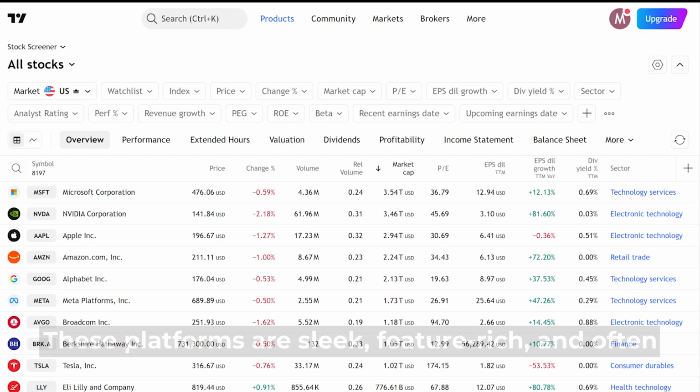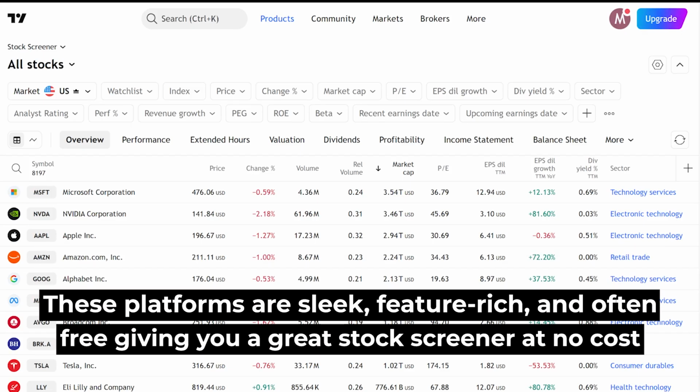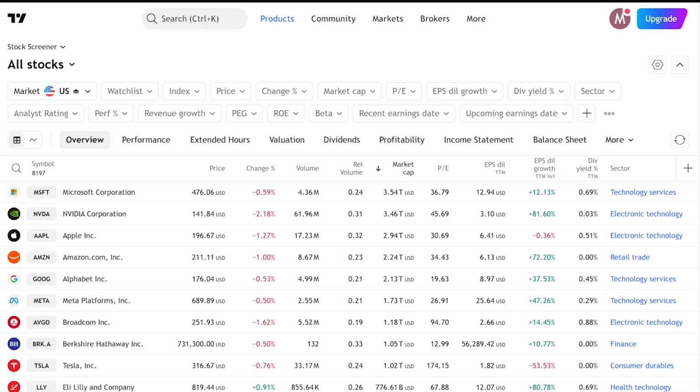One thing I really like about these platforms is that in addition to being extremely well designed, a lot of them offer a lot of features or even all of their features for free. So you don't have to break the bank to get a great stock screener. And then before I dive in, I just want to make one note.